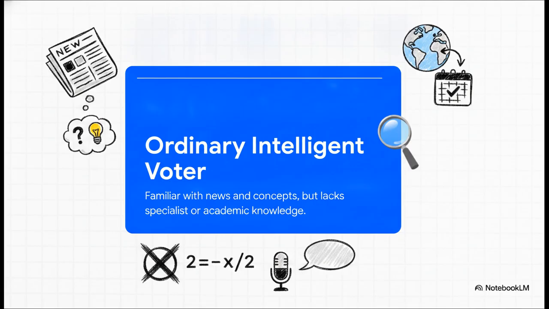They call this persona the ordinary intelligent voter. Now, the ordinary intelligent voter reads the front page of the newspaper. They know basic concepts, like they understand that scarcity drives up prices, or that certain major historical events happened, but they do not possess deep, specialist, academic, or highly technical knowledge. This means you absolutely cannot rely on unexplained industry jargon, weird acronyms, or assumed expertise to do your heavy lifting. You must speak directly to this persona, which really forces you to be perfectly clear.